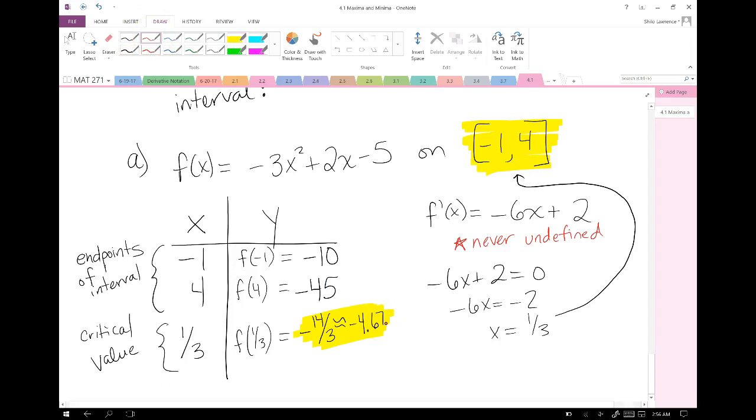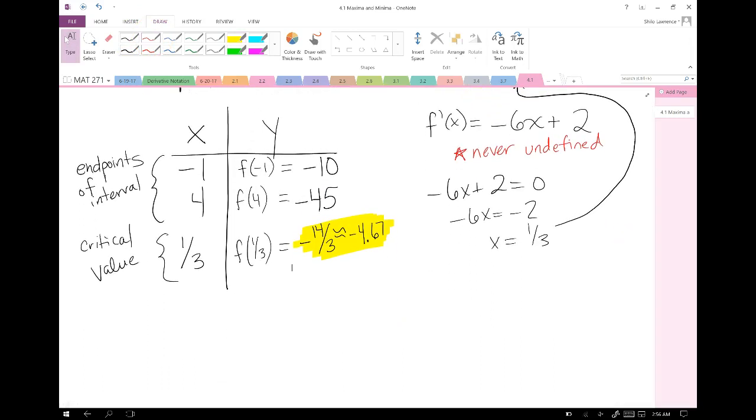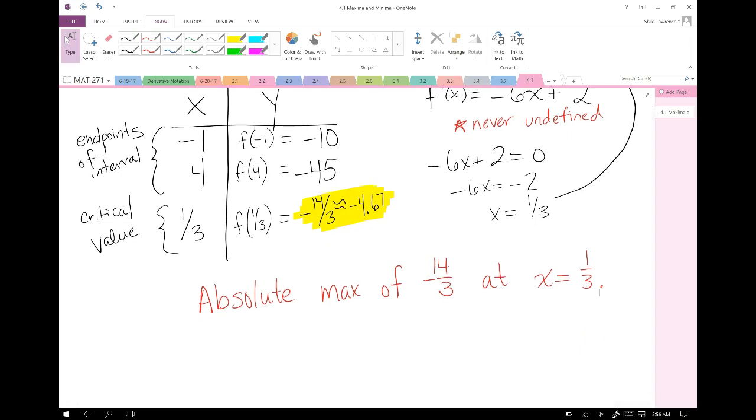And it's actually the y value that is the absolute max. So we would say we have an absolute max of negative 14/3, and it is located at x equals 1/3. X is just the location. It's the y value that decides if it's the max or the min, because the y value is what tells us how high and how low.